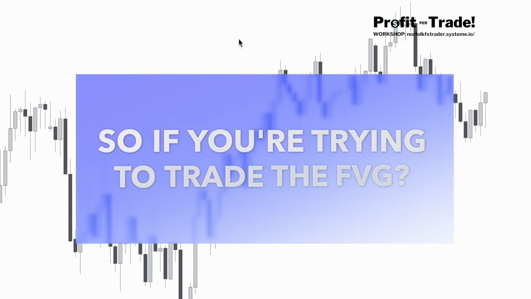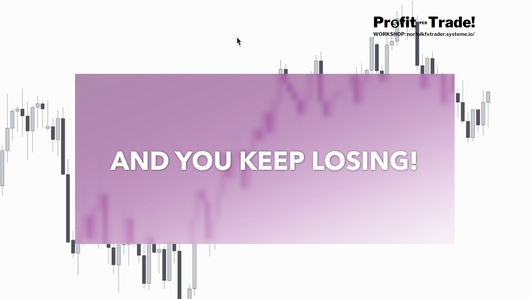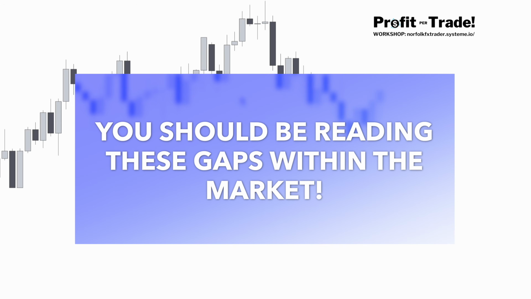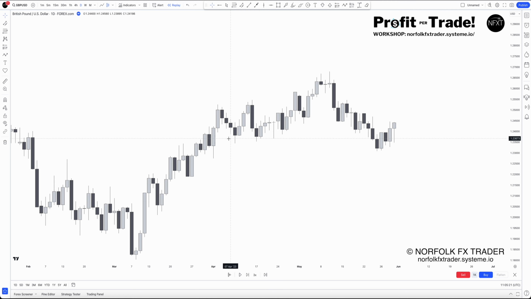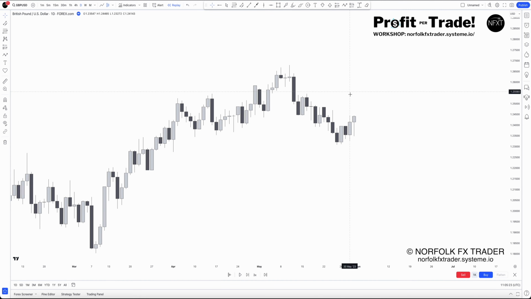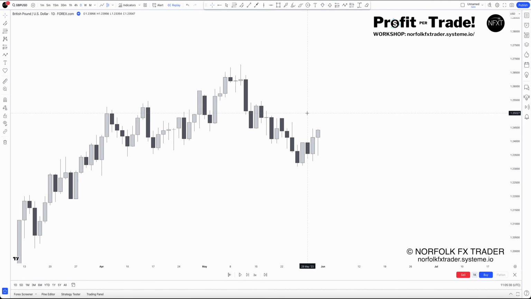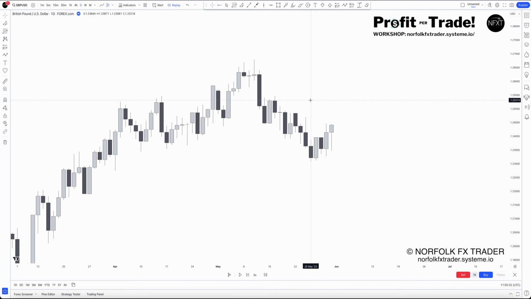So if you're trying to trade the fair value gap and you keep losing, keep watching to see the correct way you should be reading these gaps in the market. Whether you class it as the fair value gap, I class it as an imbalance zone, you can also class it as a liquidity gap in the market. There's a correct way to trade these gaps. And if you're trying to trade them on every single gap in the market and you're losing, then this video is exactly what you need to be watching.